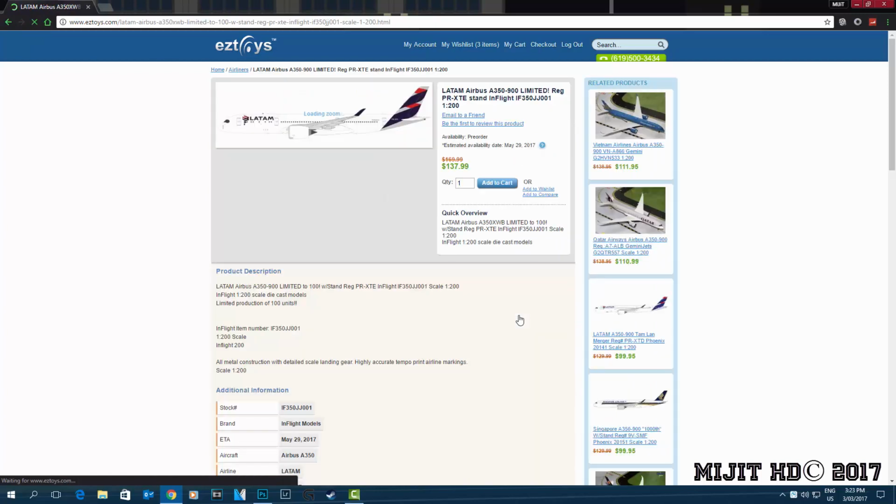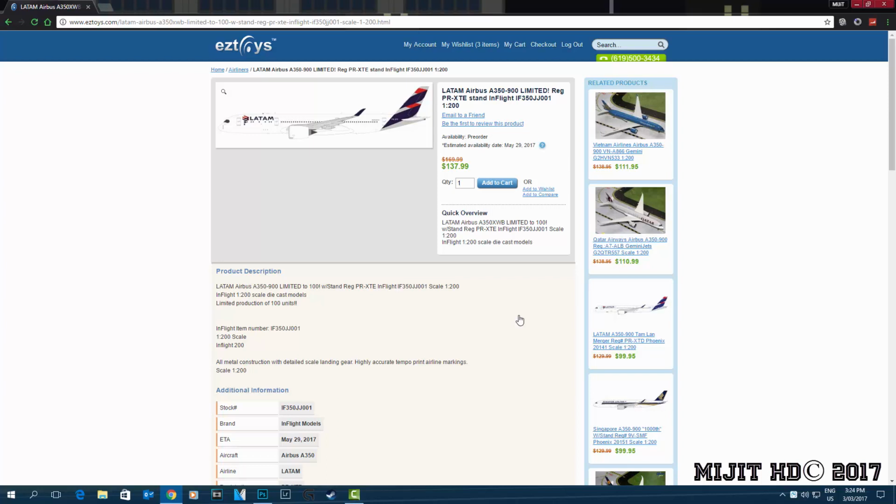Latham A350-900 Limited. All right, so this is the second in the Latham colors. Phoenix were the first.